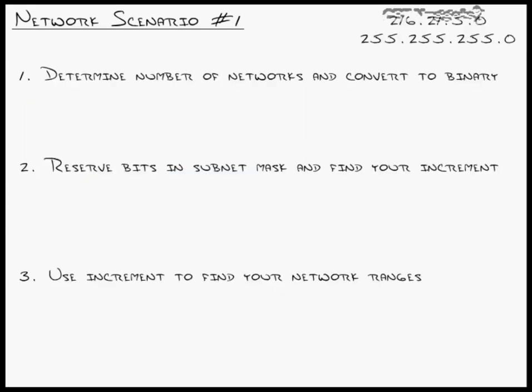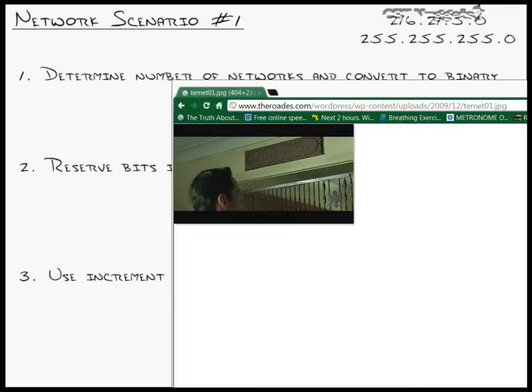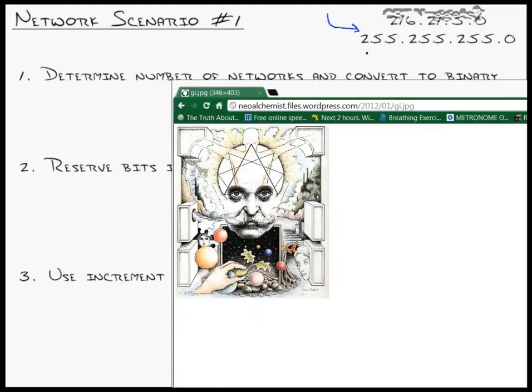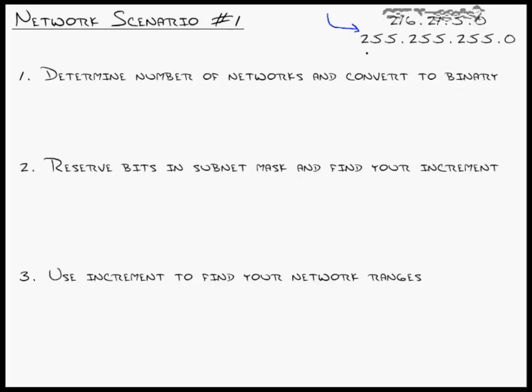The 3 steps are: determine the number of networks and convert to binary. Of course, the Class C IP address that was purchased is 216.24.5.0. Second step is reserve bits in the subnet mask and find your increment. The third step is use increment to find your network ranges. We know that we need 5 subnetworks. Knowing what you need is half the battle.